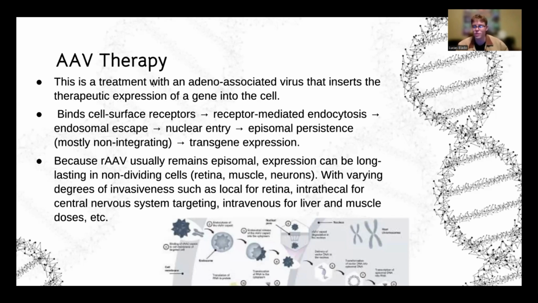So things like our eyes, our muscles, our neurons, things that really don't replicate too much, is what is most effective here. And you can have varying degrees of invasiveness, such as local, so just placing it on the eye for the retina, intrathecal for the CNS with the spinal cord, and then you can have intravenous for liver and muscle, doses that are more intense and extreme.